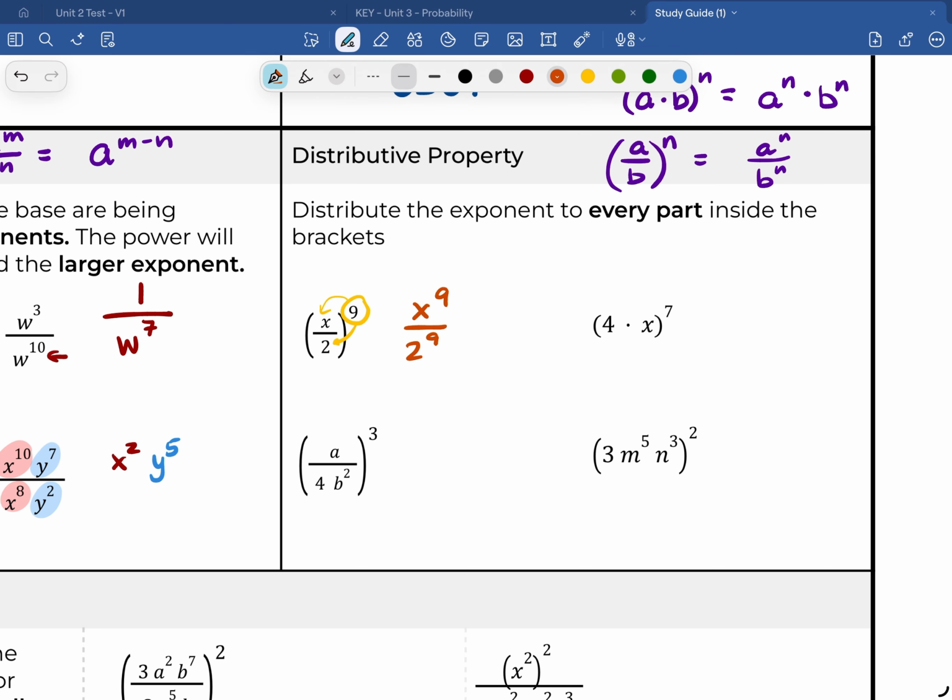Again, with the 2 being on the bottom there, we can actually evaluate it to say x to the power of 9 over 512. For this one, distributing the exponent through, we'll end up with 4 to the power of 7 times x to the power of 7. They just each get a power of 7. And again, we can go through and say what actually is 4 to the power of 7. Again, these are larger if you've got a simple calculator, I'm sorry. We get 16,384 times x to the power of 7.